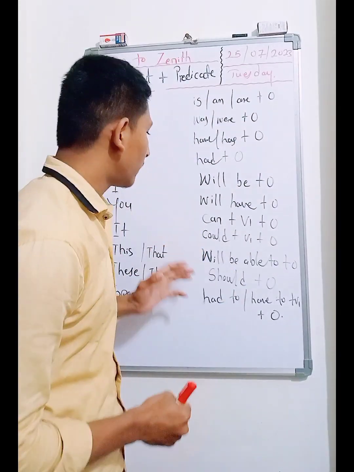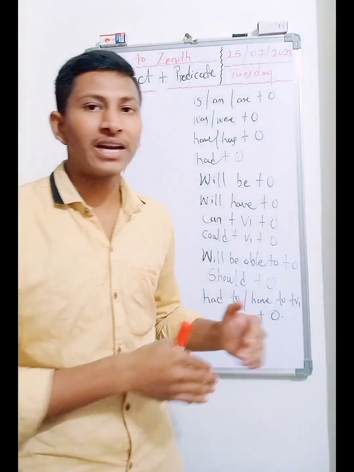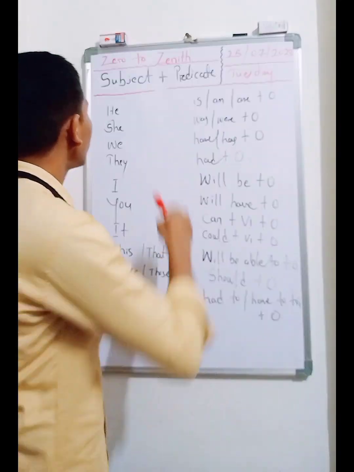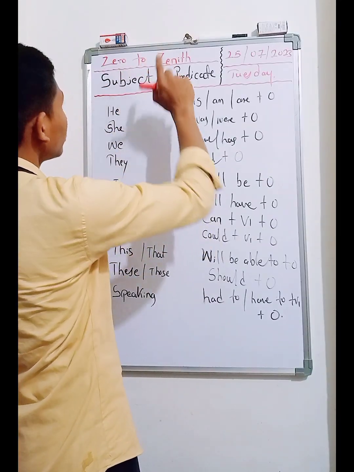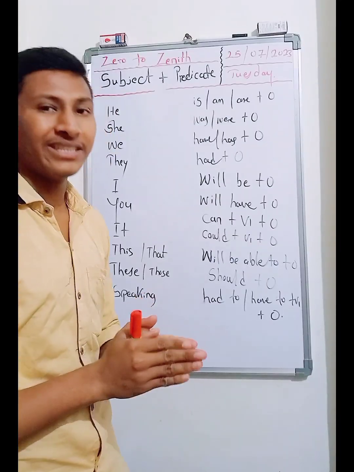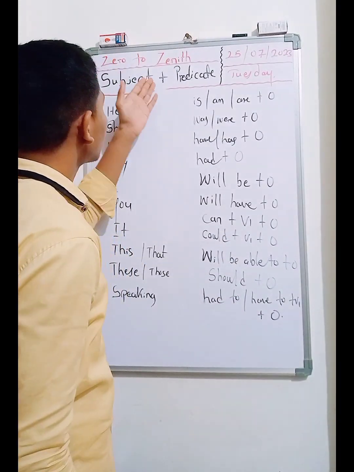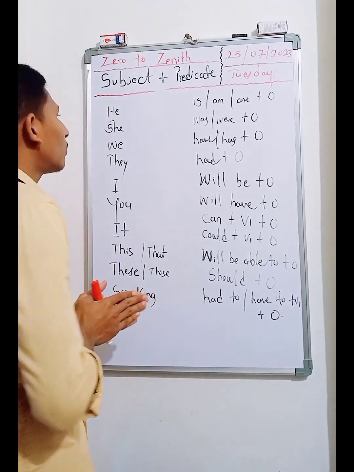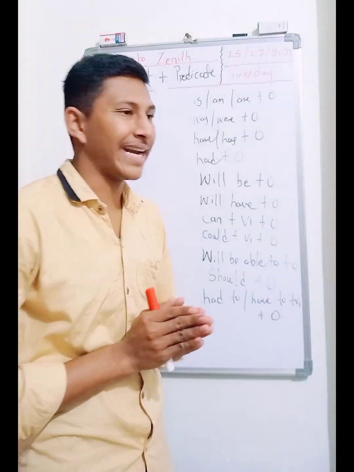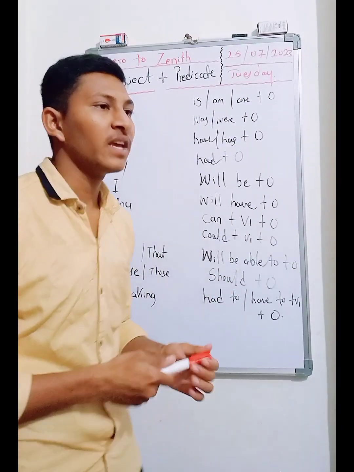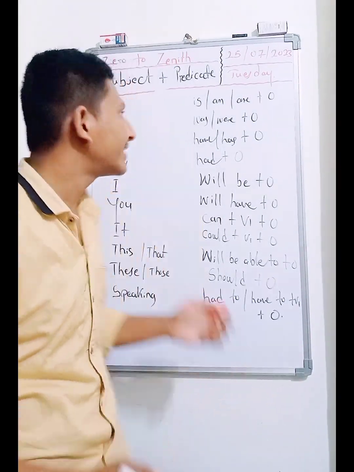Okay, so with the hope that I will start this grammar topic, in this session we will learn in this 0 to Zenith video about the subject plus predicate. So what are those? You have to understand what is meant by subject actually. At the very first we have to know about the subject.